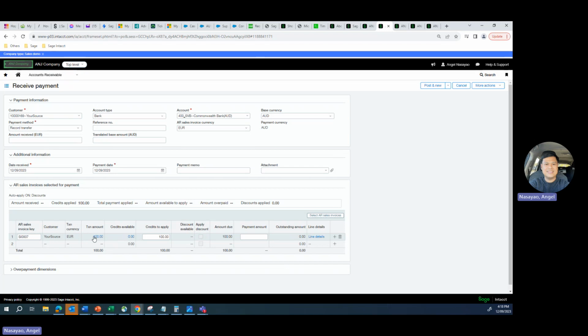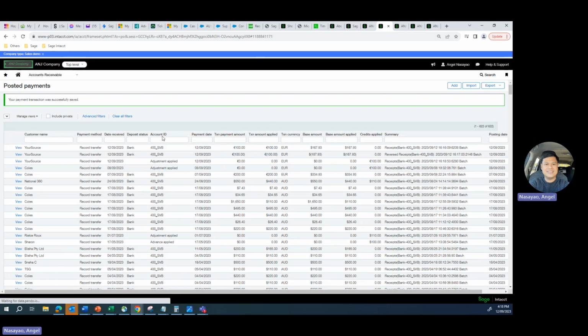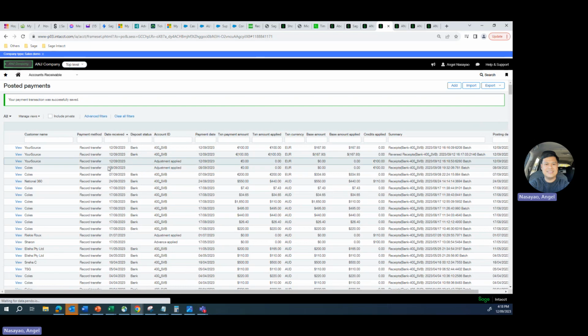So I just apply the credit to the invoice, nothing received at all. Even if I selected the AUD account in here, that's fine. It wouldn't do anything at all on the bank account. So post that payment. All right, so we have this one here. This is what I was expecting anyway. So adjustment applied, transaction payment amount is 0, credit amount applied is 0, all right? And yep, 0 everything. Credit applied is 100 euro.